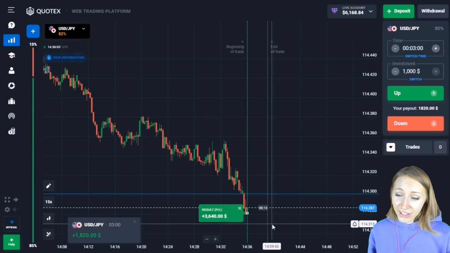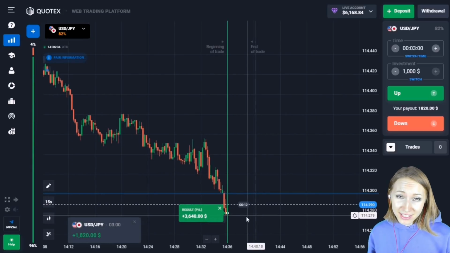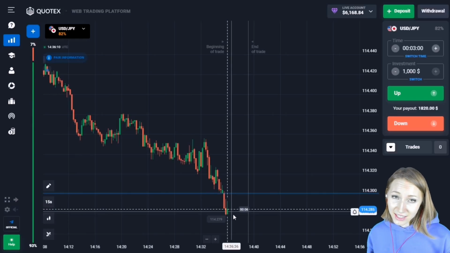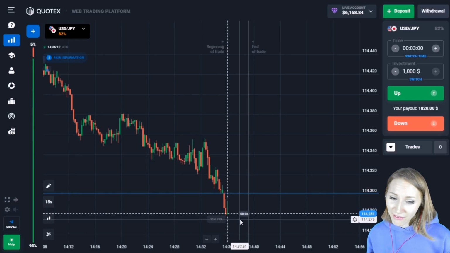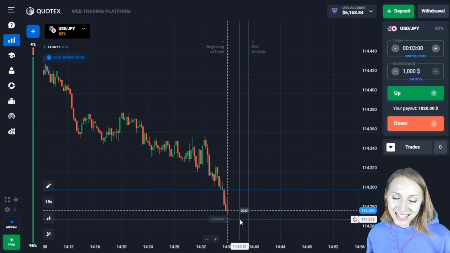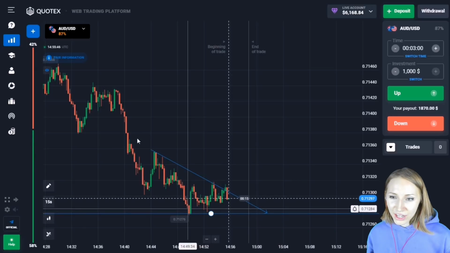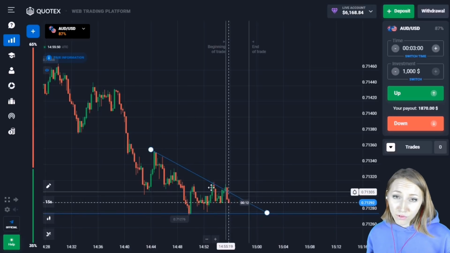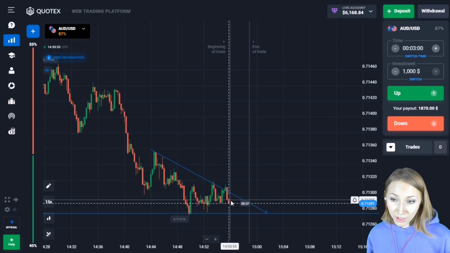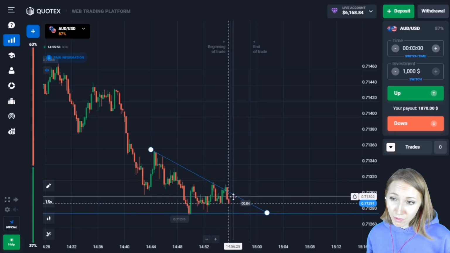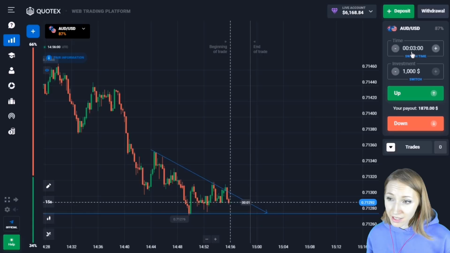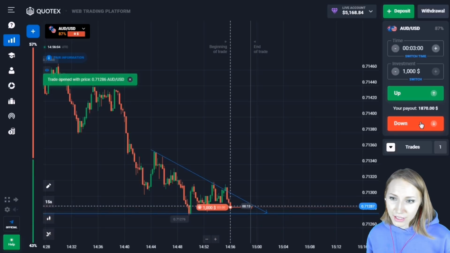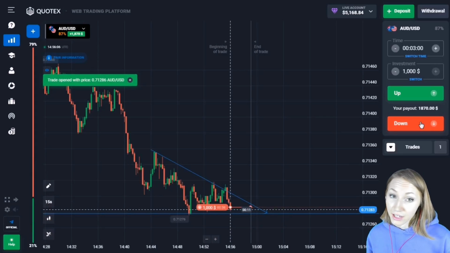Well, it's very good. The price kept on moving down. We have got the profit again, and you can see that the support level was broken through. Everything is very good and we can continue. Here you can see the support level, and right now it is a downward movement. The price has been moving in this range, and in this situation we will open a trade for 3 minutes with down, because I think this level will be broken through very soon and there is a very good potential for a decrease here.